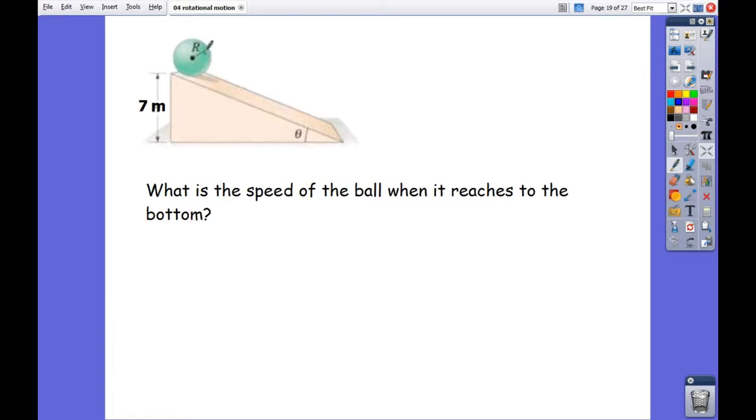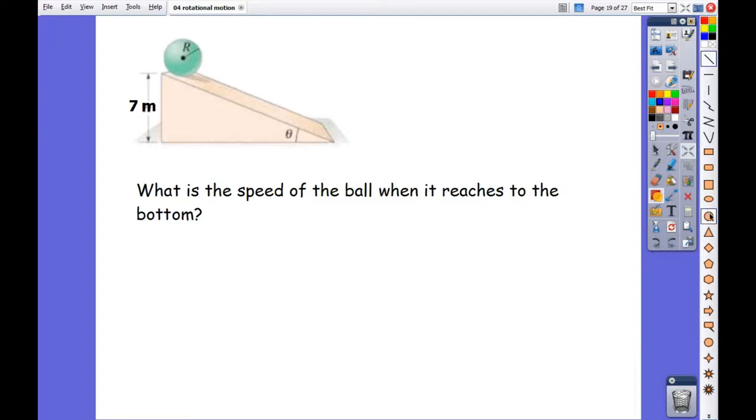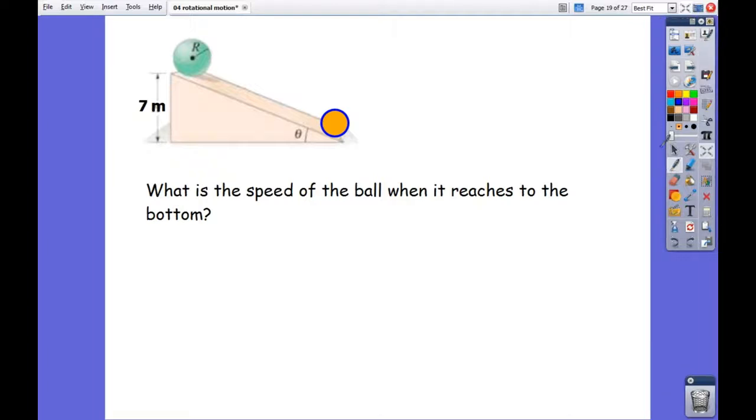Here we have a sphere that is rolling down an inclined plane with a height of 7 meters. The question is, what is the speed of the ball when it reaches the bottom? First of all, the condition of the motion is that the ball is rolling down without slipping. That means it is rolling down having omega, and it is moving down having velocity v.